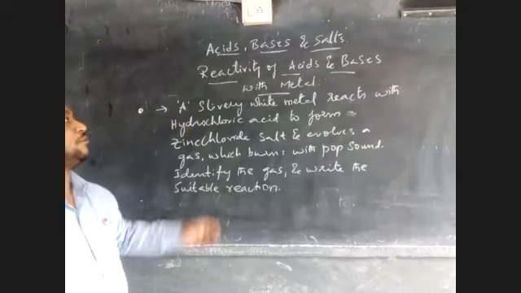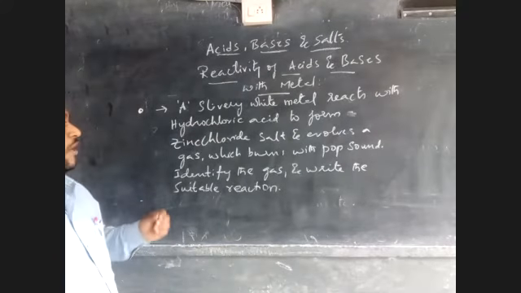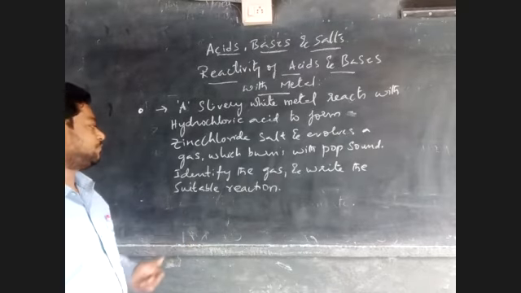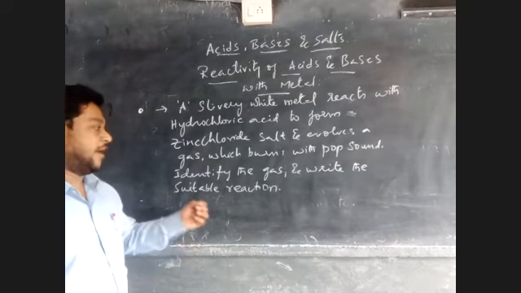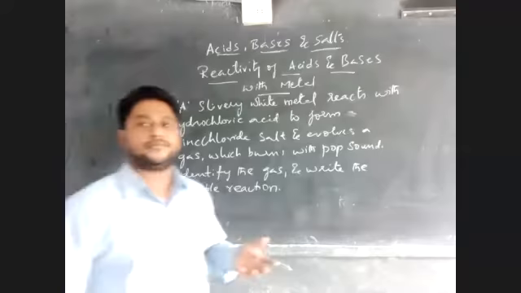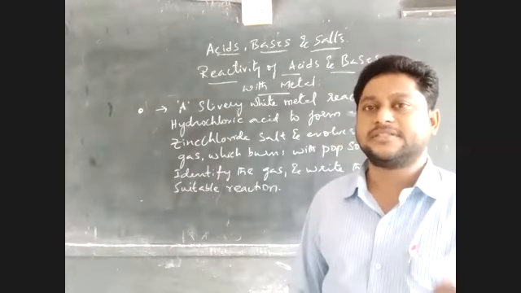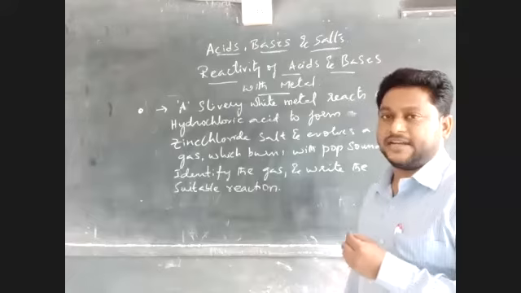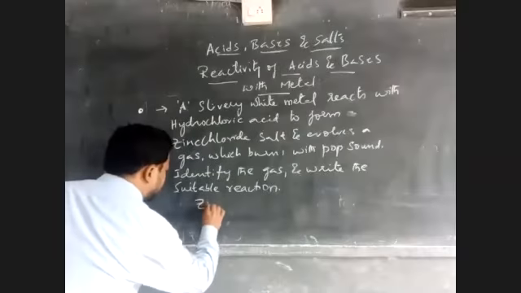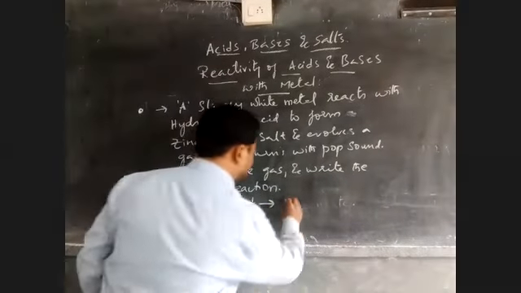A silvery white metal reacts with hydrochloric acid to form a zinc chloride salt and evolves a gas which burns with the pop sound. Identify the gas and write the suitable reaction. A silvery white metal, that is zinc, reacts with an acid, that is hydrochloric acid. So zinc reacts with hydrochloric acid to form what? Zinc chloride salt.